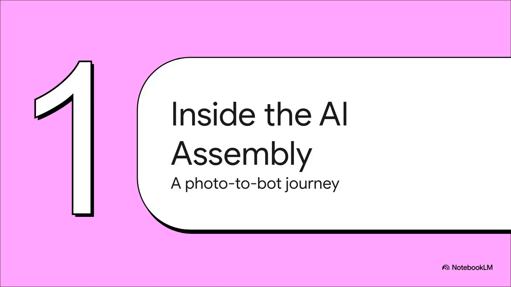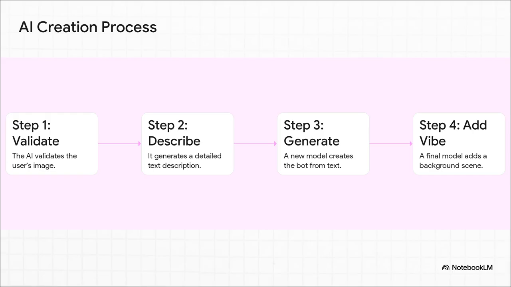So, the best way to picture this whole thing is as an AI assembly line. Seriously, your photo goes in on one end, it makes a few really crucial stops along the way, and then out the other end pops your personalized bot. Okay, so this assembly line has four main stages. First, it has to validate the image, just to make sure it's safe and usable. Then comes what I think is the most critical step of all, describing you, but in text. After that, a model generates the bot from that text, and a final one adds a cool background vibe. But pay attention to that second step, because that's where the real secret sauce is.